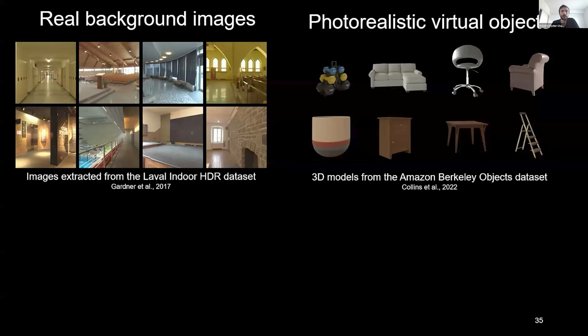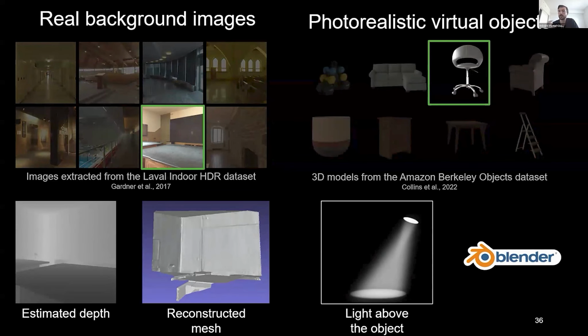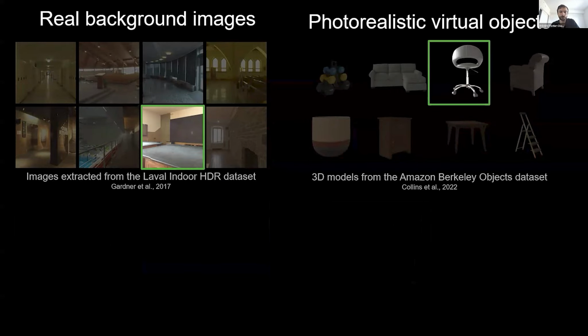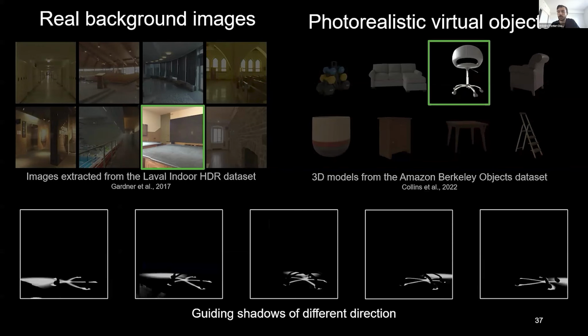So we use the Laval Indoor HDR dataset and Amazon Berkeley Objects dataset, and then we take basically random pairs of them, try to fit the object in the mesh of the background image, and we reconstruct the mesh and we place lights in 9 different positions. So it's just a point light source that we move around to simulate user control. And we render the ground truth using Blender. So we can get our guiding shadows this way. For example, here we show 5 different shadow directions.